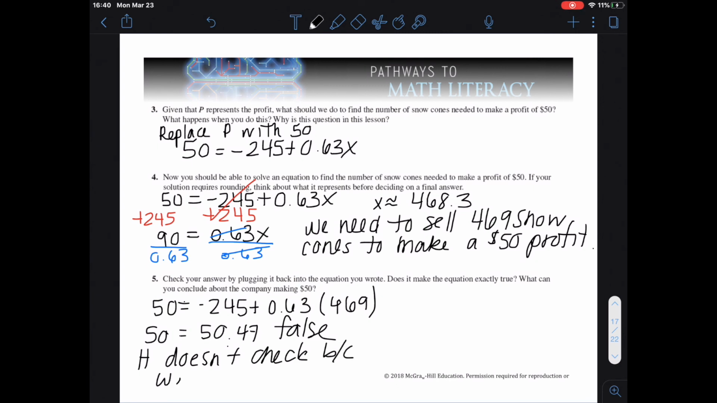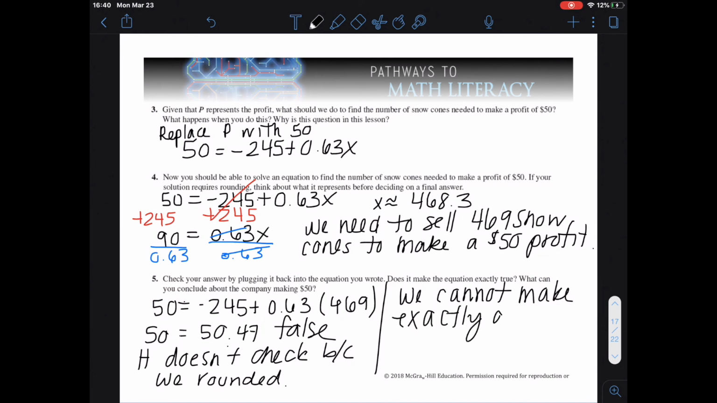So that's going to happen when you can't get that exact number. So if you tried 468 snow cones, it would be 49 point something. So I can't sell a fraction of a snow cone. There's no way we can actually make exactly a $50 profit. So we cannot make exactly a $50 profit. We can get close, but we won't be able to make this because we can't sell those fractions of a snow cone, which is fine.